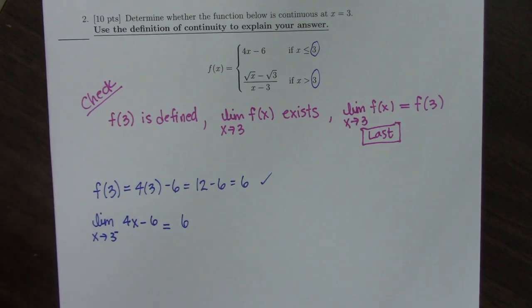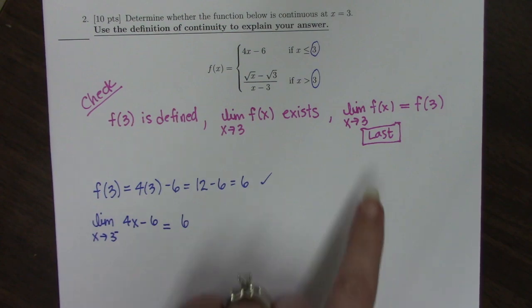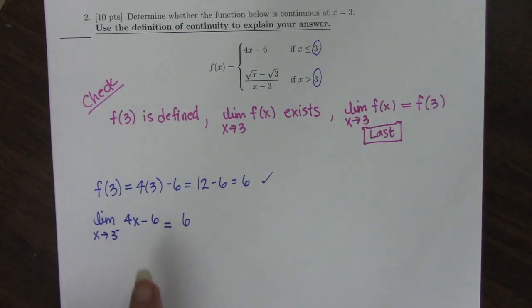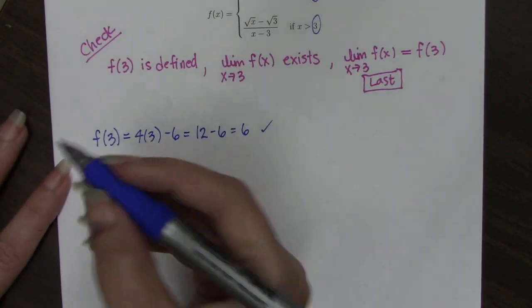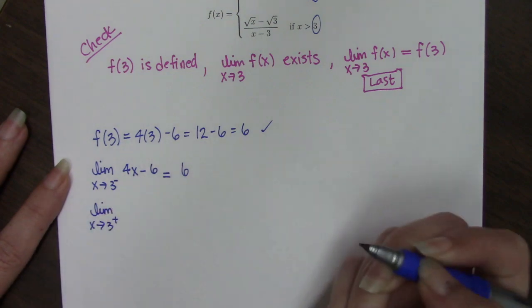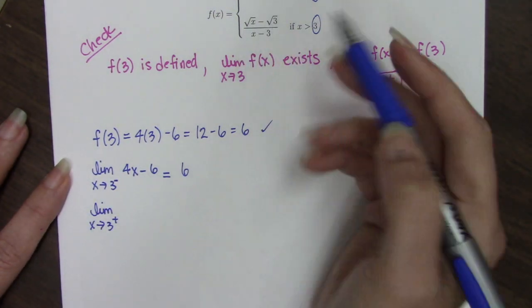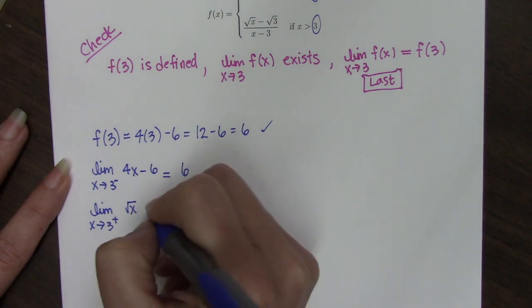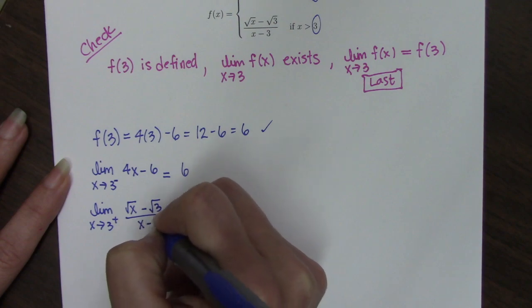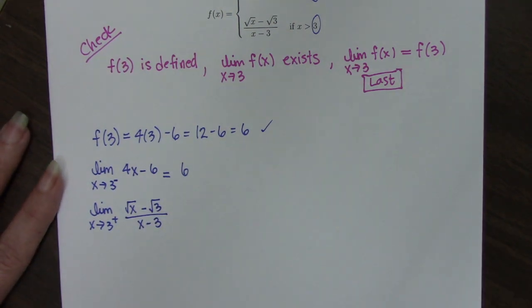So please, please, please do not be the student that looks at the one-sided limit, sees that these two match, and then tries to claim this, because that's not true. This is a two-sided limit. You're not done with the limit step until you've looked at both sides. So now we have to see what the limit as x approaches 3 from the right looks like. So this is the equation that I have to use for my limit. If I try to evaluate this limit, I'm going to get 0 over 0.